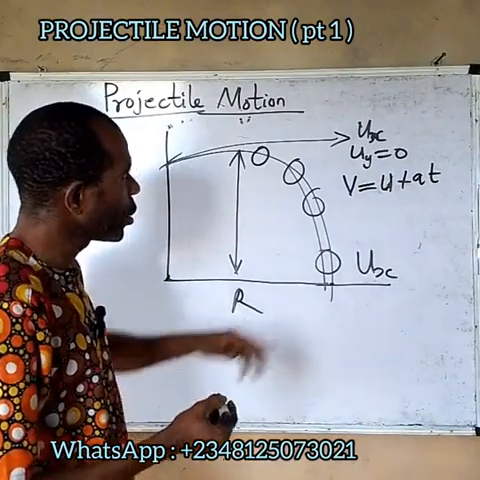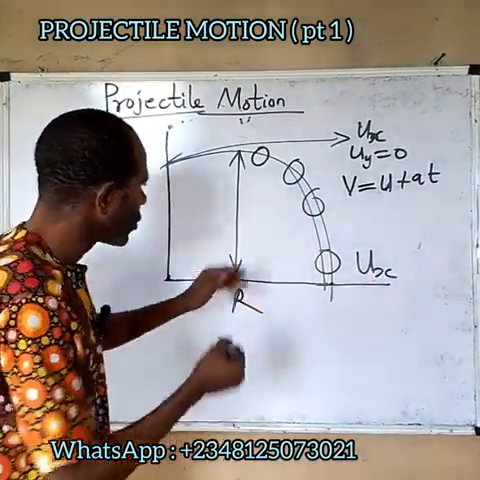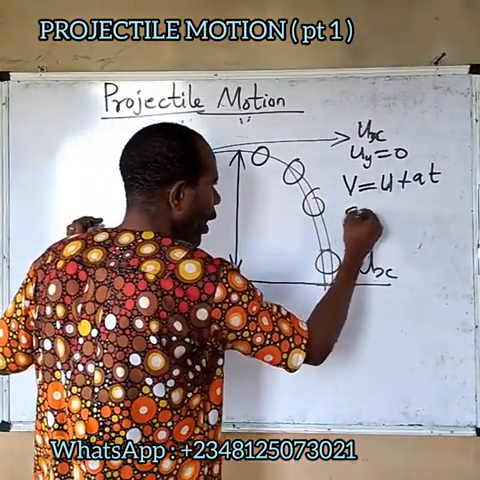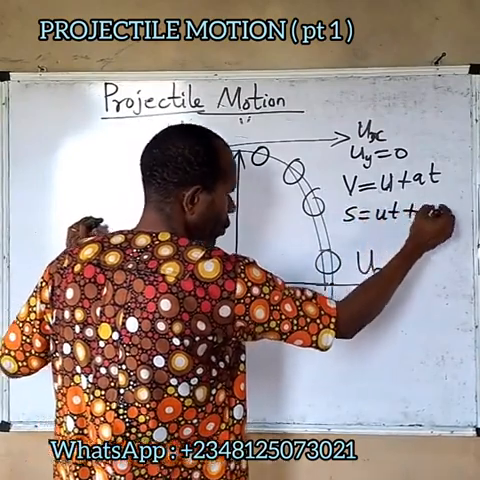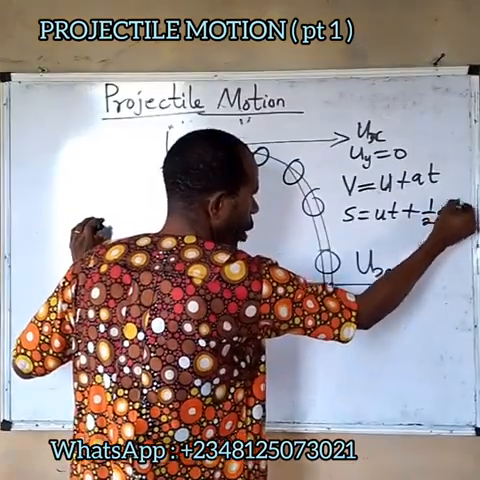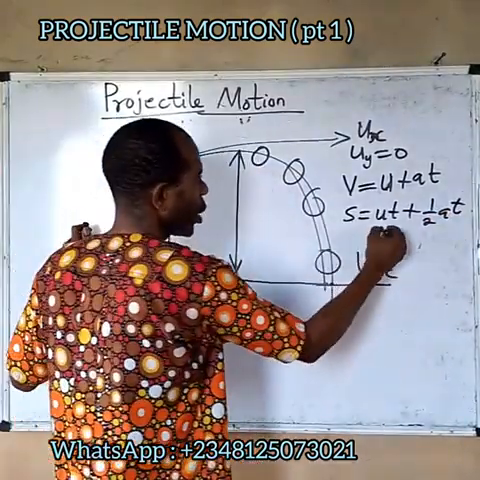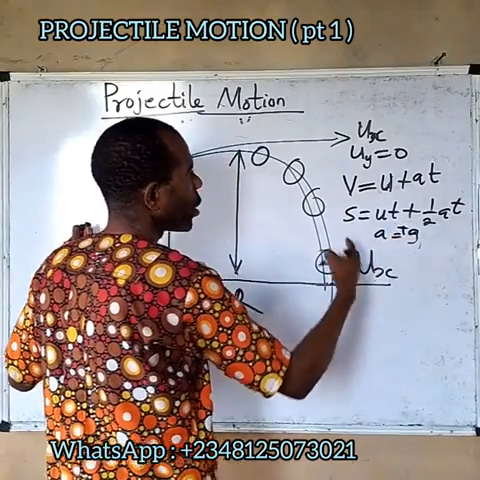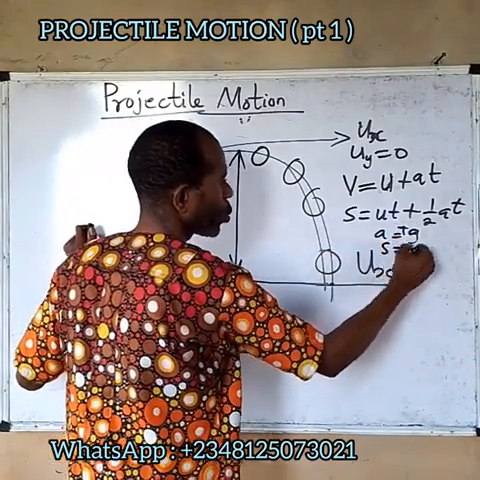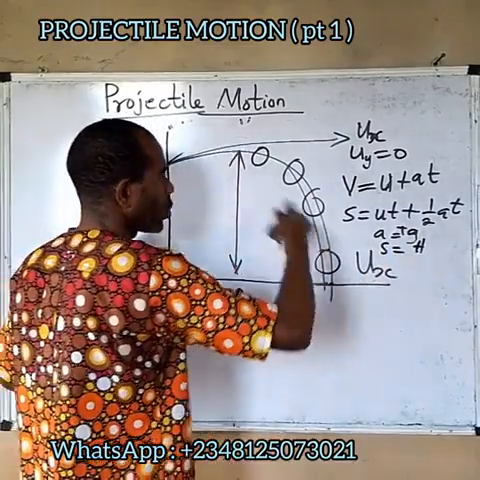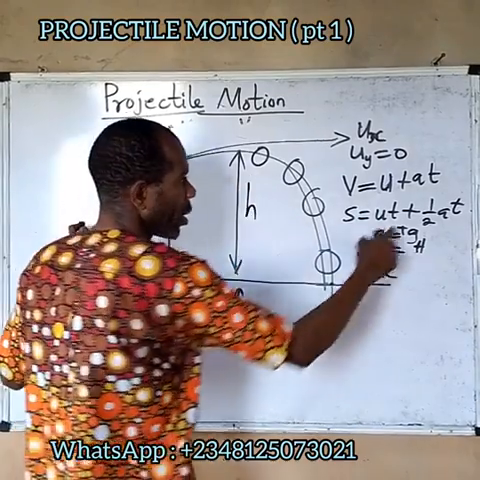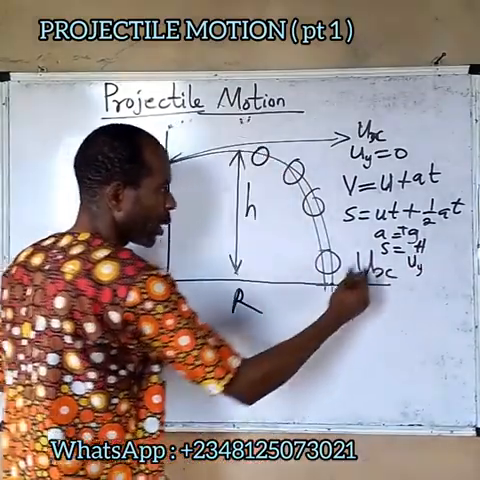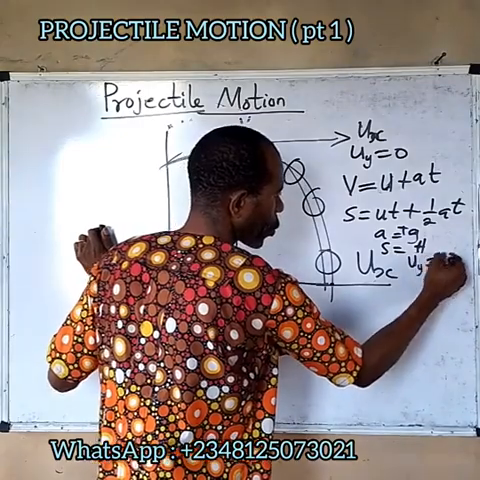Now, since we are considering two independent motions, let's look at the equation of motion that we know. S equals ut plus half at squared. Now, in this case, your a, as it's coming down, is equal to g, positive g. Then your s is equal to your h, the vertical distance here, that is the height. Remember we are considering uy because it's a vertical motion coming down now. Your uy is equal to 0.